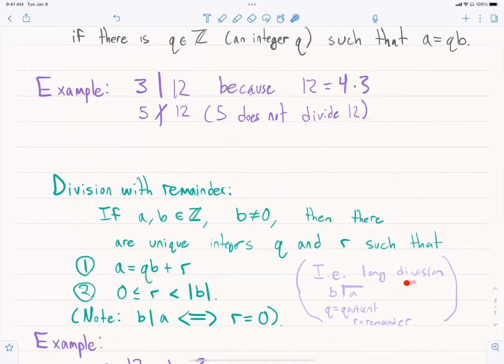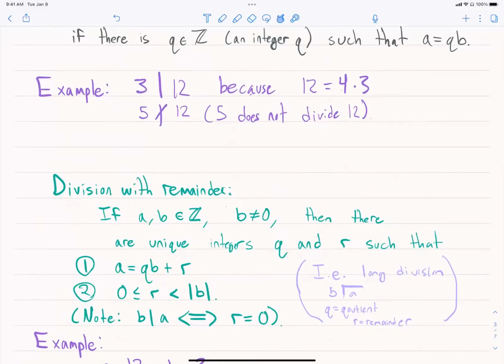If you remember doing long division, at least when I was in school, we wrote it like this. I don't know if you still write it like that, but way back in my time, we did. And q is what was called in elementary school the quotient, and r is the remainder. So you try to get as close as you can to a with a multiple of b. q is the multiple, and b is the thing you're dividing a by. And then you can only get so close, and you're left with this r, which is the remainder.